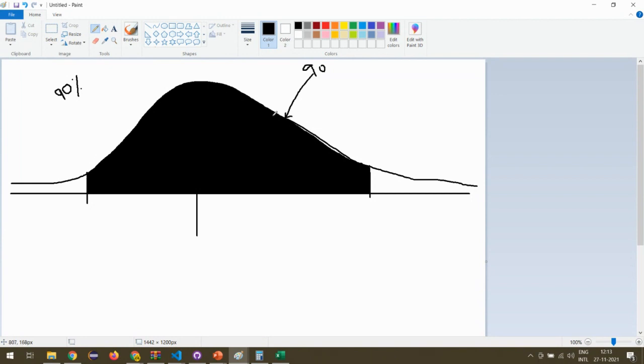So what is the remaining area? The remaining area is 10. So let's paint the remaining area, which is 10, the red one. This part is only 5% because there is another 5% on the other side. So 5% of the area is here, and another 5% is here, right?